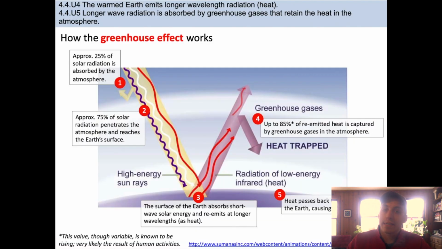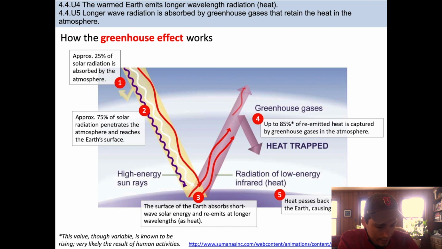So how the greenhouse effect works. So we get this V shape from energy that comes in from the sun. So energy, as we know, is constantly being emitted by the sun. That's what it does. It is constantly emitting energy. About 25% of that solar radiation that's coming towards the Earth is absorbed by the atmosphere. So that is what you're going to see here. It comes in, but it doesn't make it all the way in to the Earth. So it gets reflected out by the outer atmosphere.